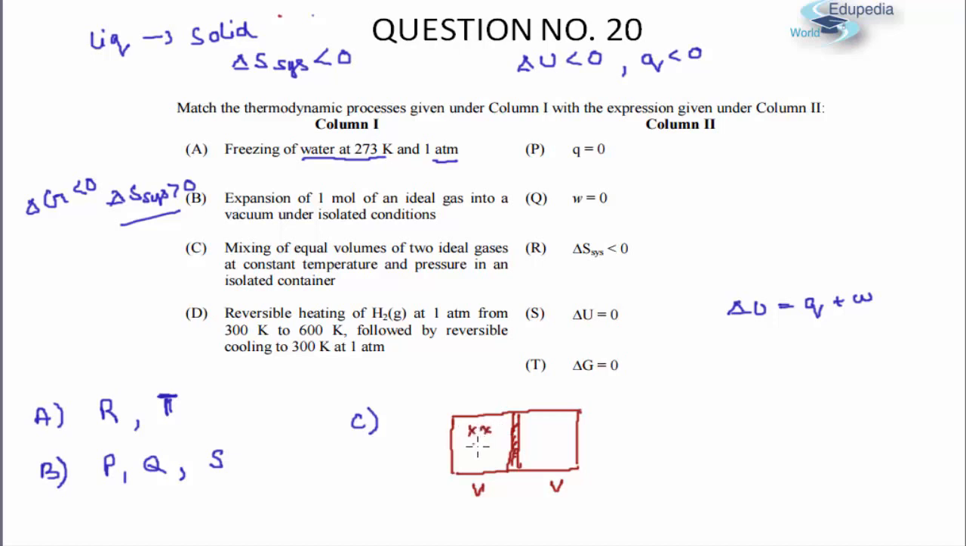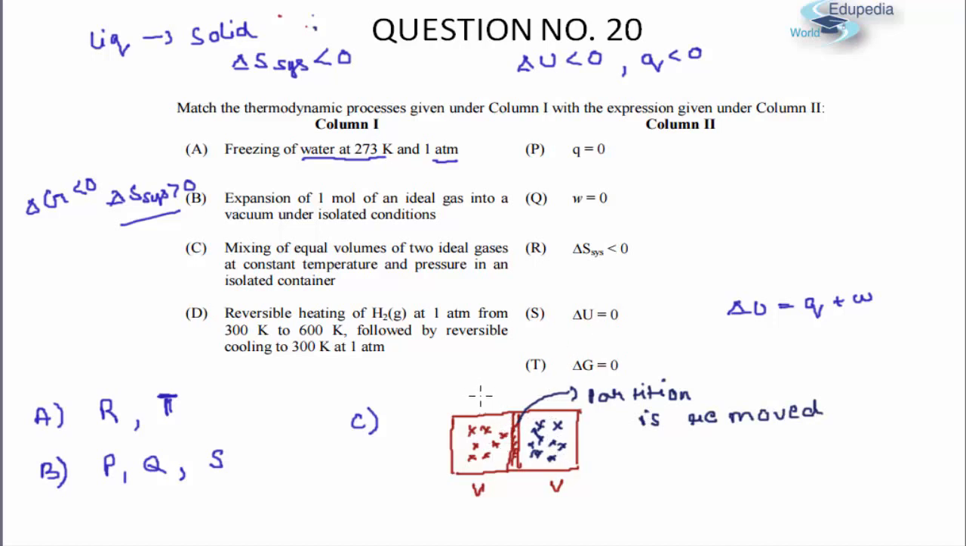So there is one ideal gas over here, which I am representing by a cross, and another ideal gas in this chamber. This is my second ideal gas. So these are the two ideal gases which we have in two different containers. And what we are doing is simply removing this partition. Once the partition is removed, the entire system is isolated.